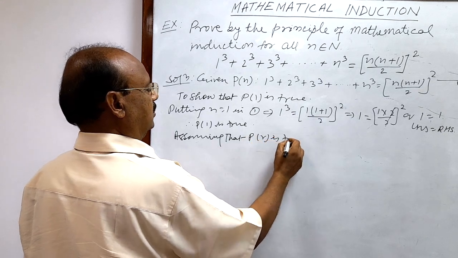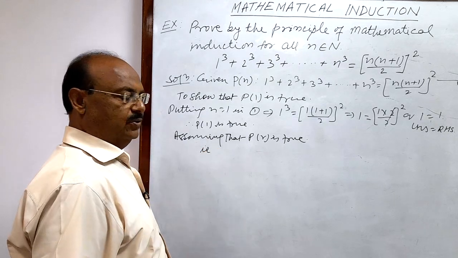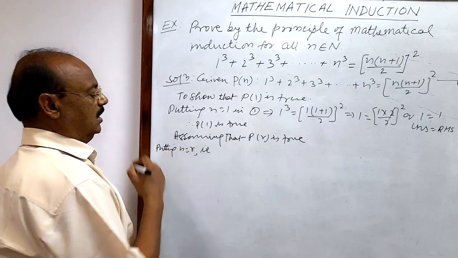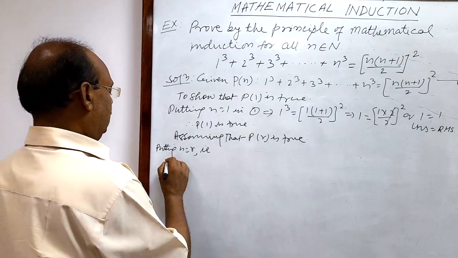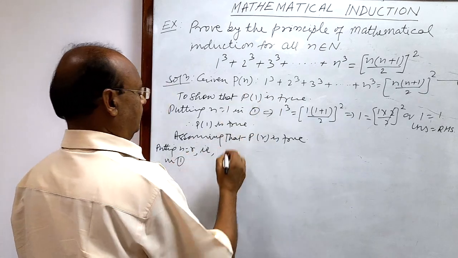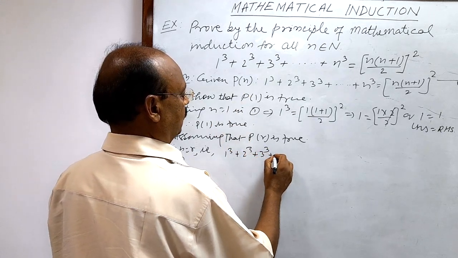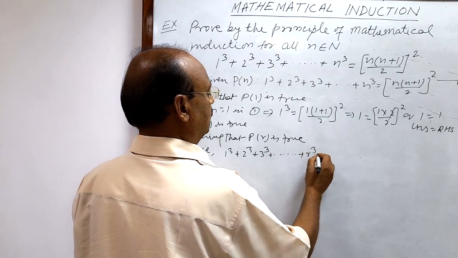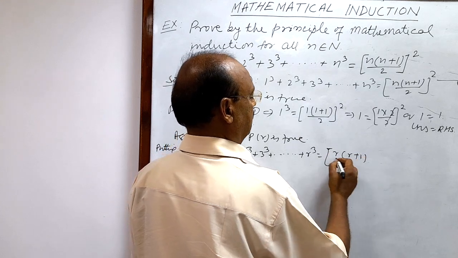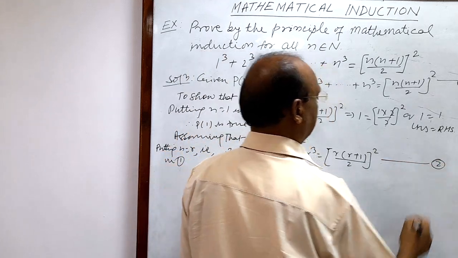Pr is true, that is, we have to put n is equal to r. Putting n is equal to r in relation number 1, we will be getting here 1 cube plus 2 cube plus 3 cube up to r cube. This is equal to r into r plus 1 by 2 whole square. This is relation number 2.